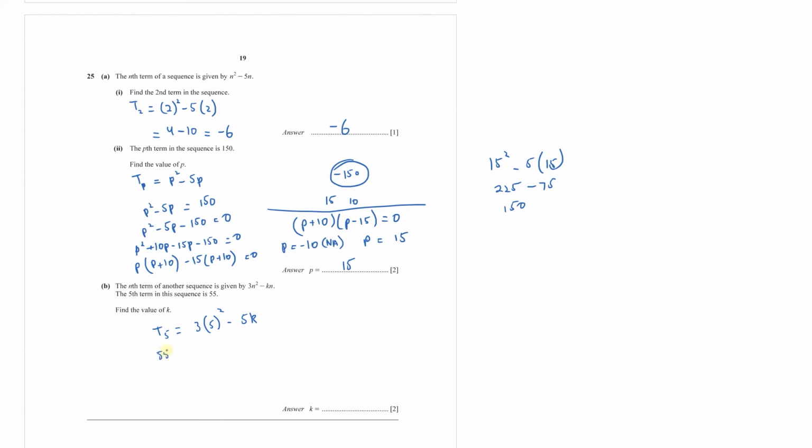So 55 would be equal to 5 squared is 25, 25 times 3 is 75, minus 5k. You take 75 to the other side, 55 minus 75, and if you subtract, you get negative 20 equals negative 5k. Negatives cancel out. Divide both sides by 5 and you get 4. So the value of k is 4 here.